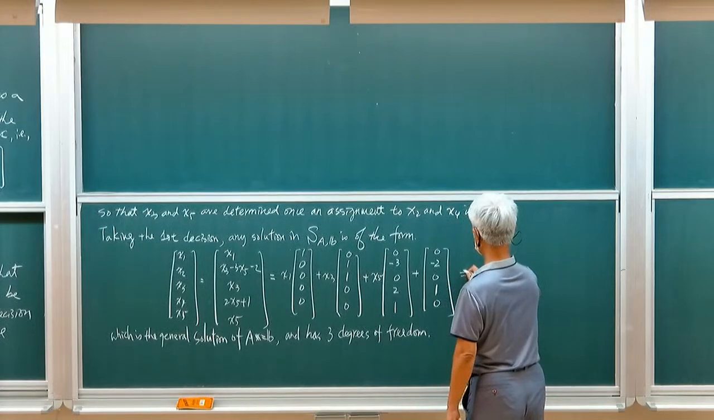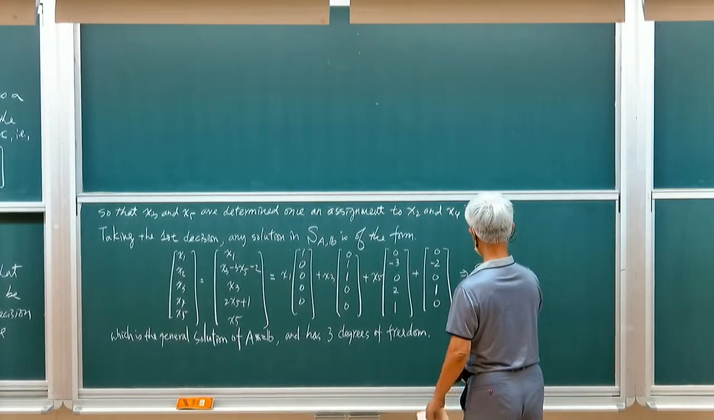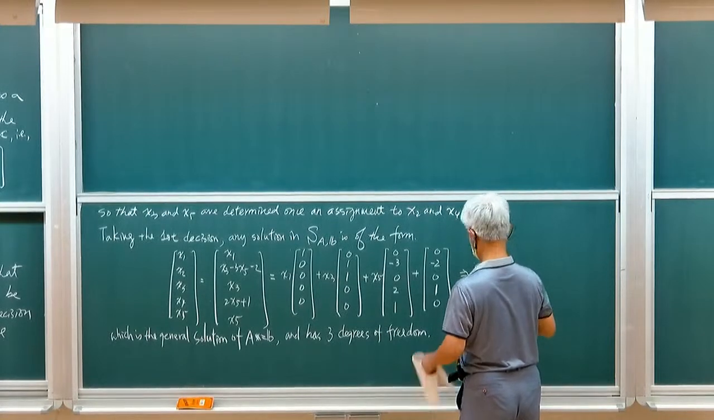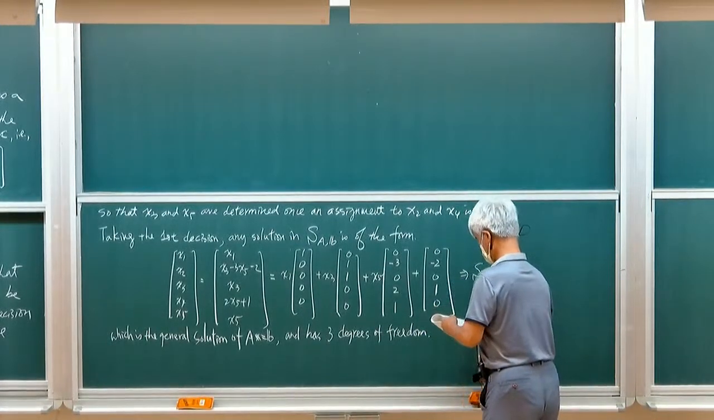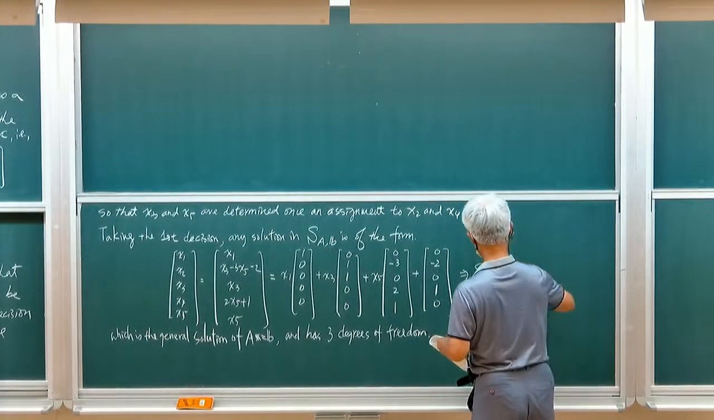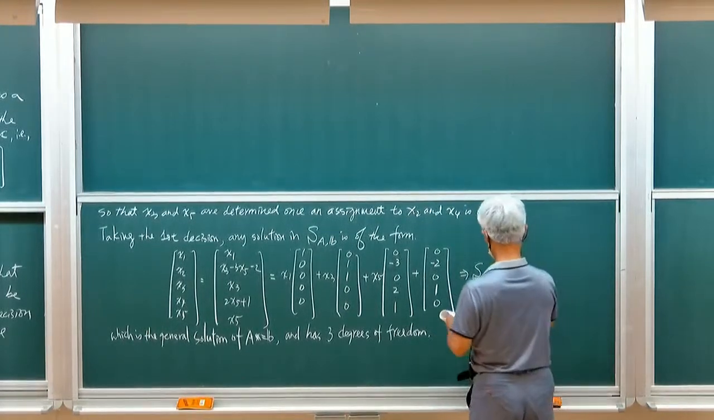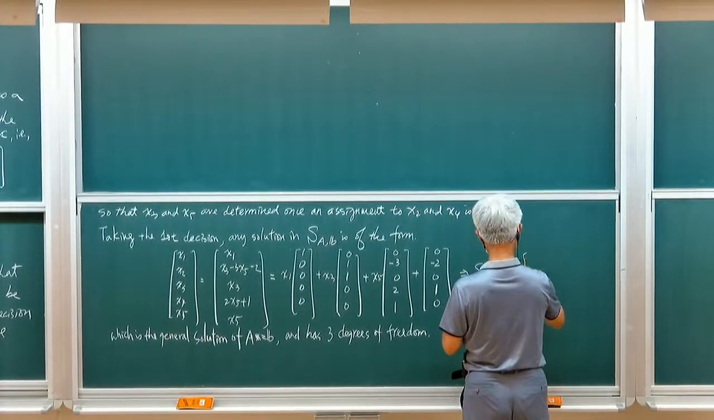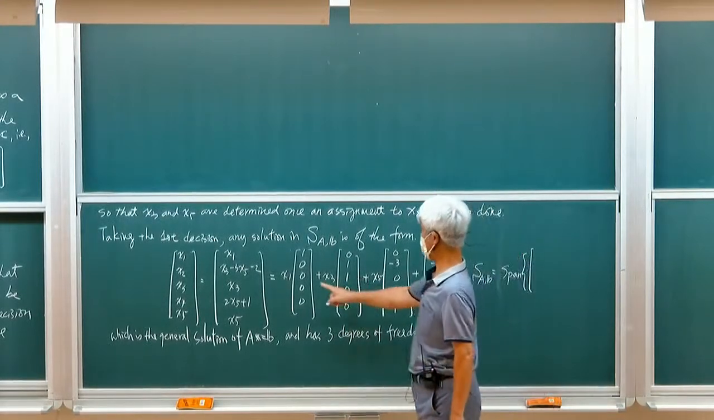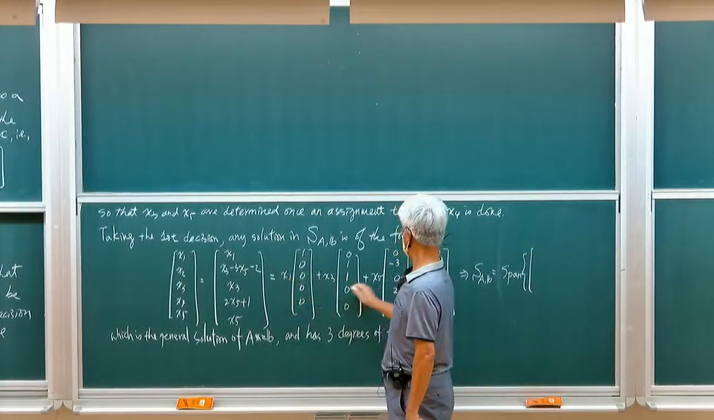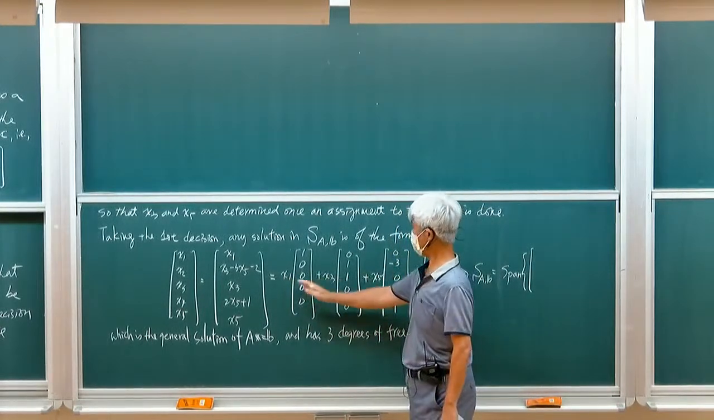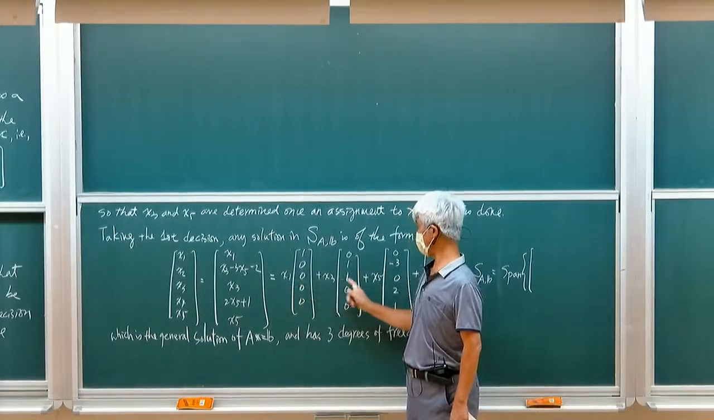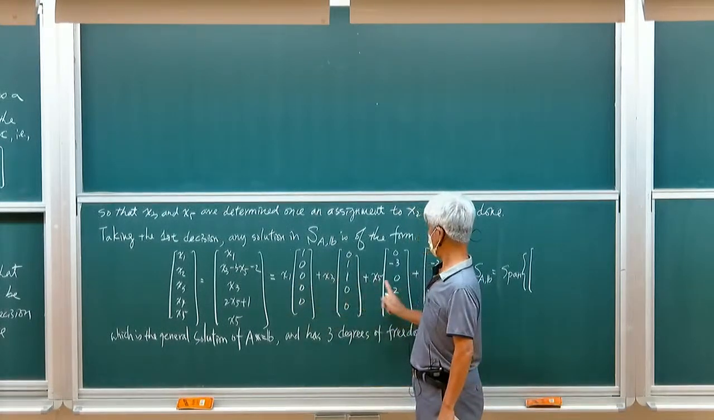So this shows that the solution set is the span of, so it's a span because now the first 3 terms give us a linear combination of the 3 column vectors.